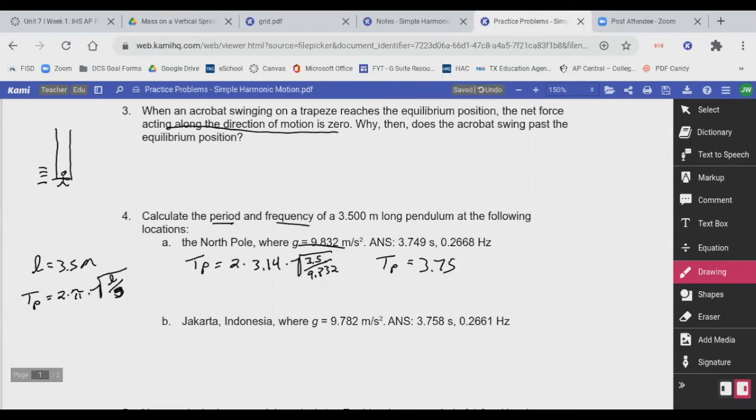And then if I want to get the frequency, I'm just going to invert that. So 3.75 inverted gets me 0.266666. So 0.27 hertz. This is seconds.